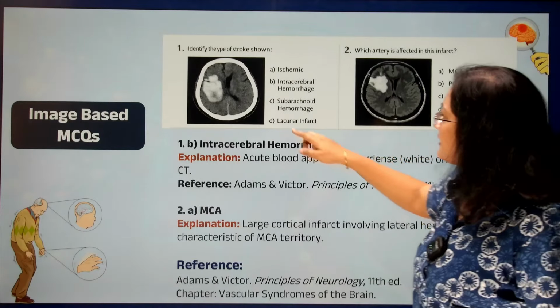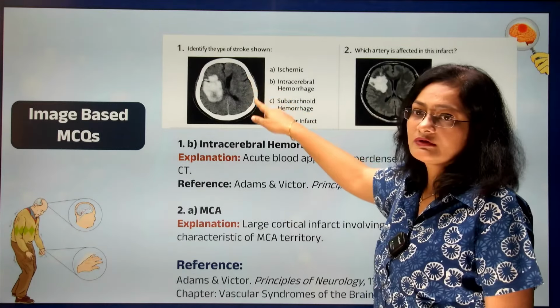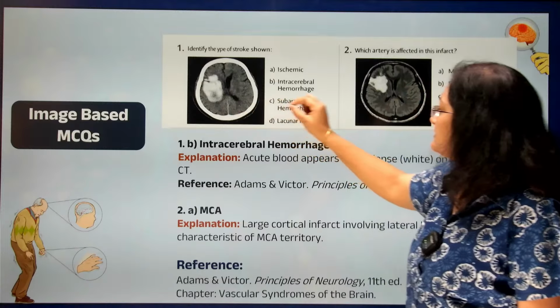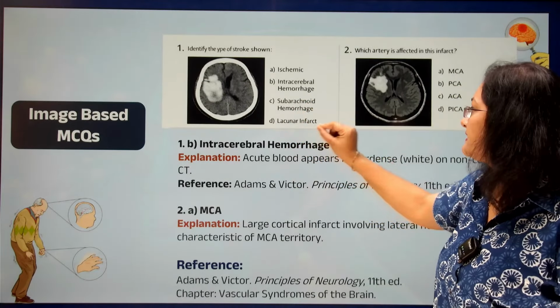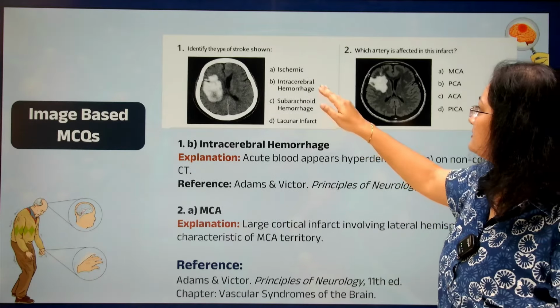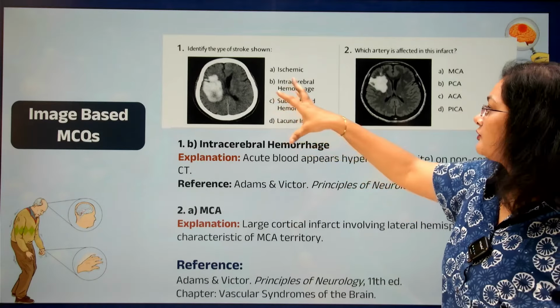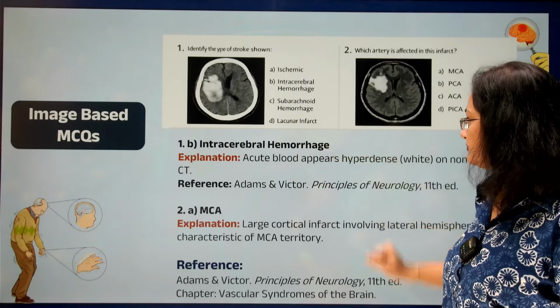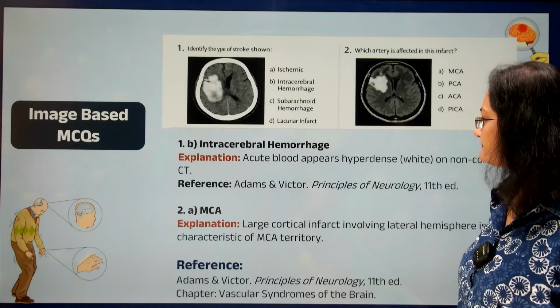When it is subarachnoid hemorrhage, this part will have this kind of image. When it is a lacunar infarct, a very small area will show the infarct. And when it is ischemia, it will not affect this large an area. So it is always intracerebral hemorrhage.